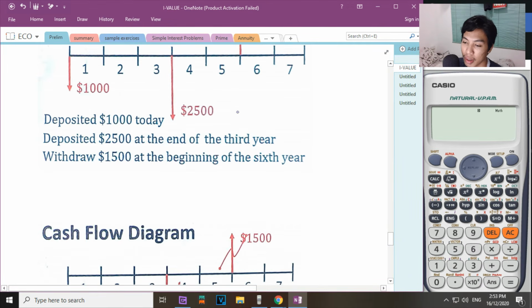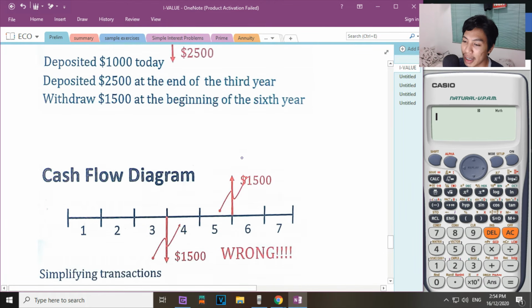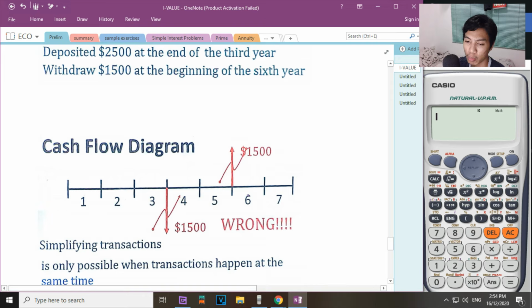Okay? So, ibig sabihin, ganito, binalance out mo, equal daw. No! Simplifying transactions does not happen like this one. Kasi, money that is projected at any point in time is never equal to the first time it is withdrawn or deposited. Kasi, tumutubo ang pera mo. It will never be equal at different time frames.